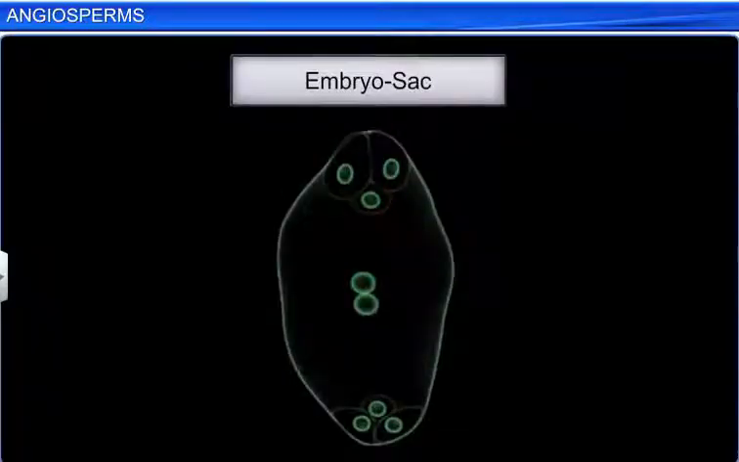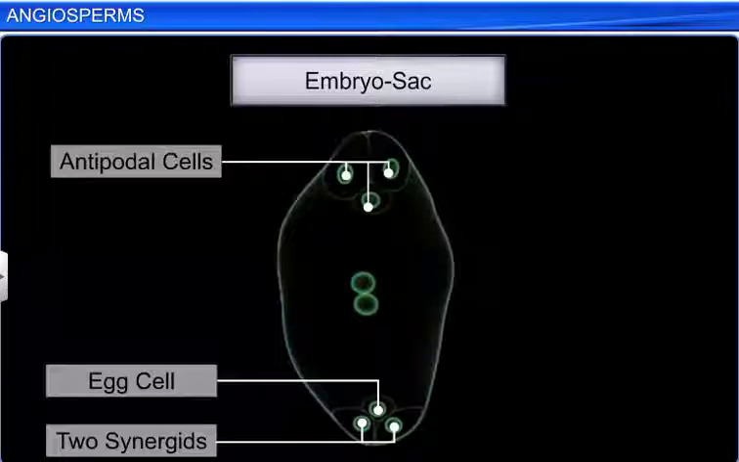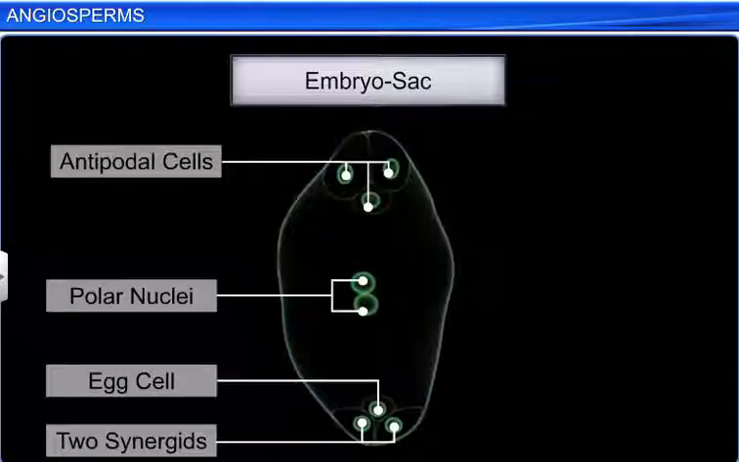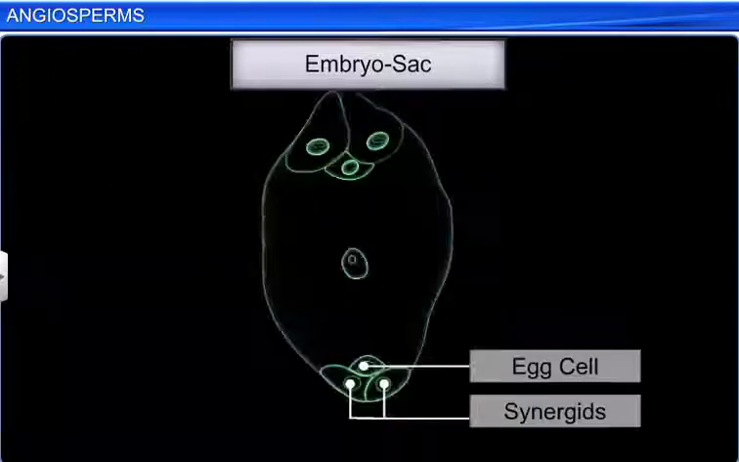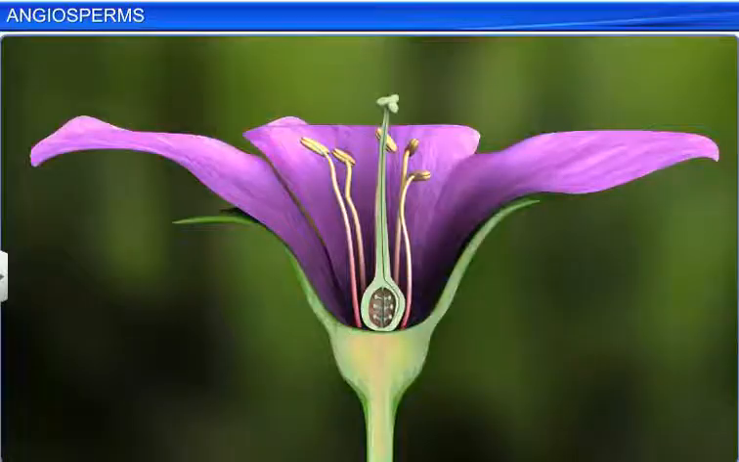The embryo sac has a three-celled egg apparatus consisting of one egg cell, two synergids, three antipodal cells, and two polar nuclei. The polar nuclei eventually fuse to produce a diploid secondary nucleus. The embryo sac now becomes ready for fertilization, which in the case of angiosperms takes place by a process called pollination.